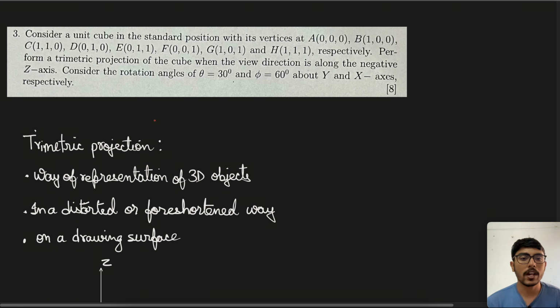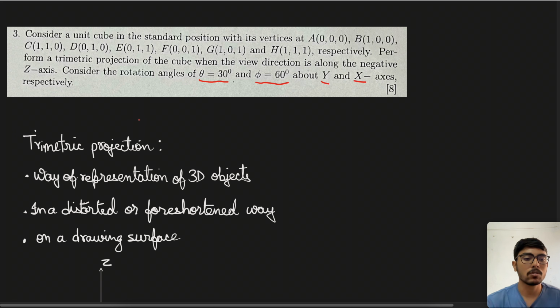So today we are going to look at a new topic, which is trimetric projection and foreshortening ratios. So let's read the question first. Consider a unit cube in standard position with its vertices at (0, 0, 0), (1, 0, 0), and so on and so forth. Just a unit cube, right? That's what we are dealing with. Perform a trimetric projection of the cube when the view direction is along the negative z axis. Consider the rotation angles of theta equals 30 and phi equals 60 about the y and x axis respectively.